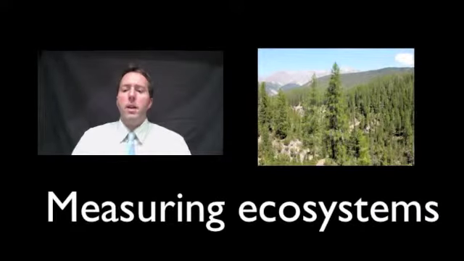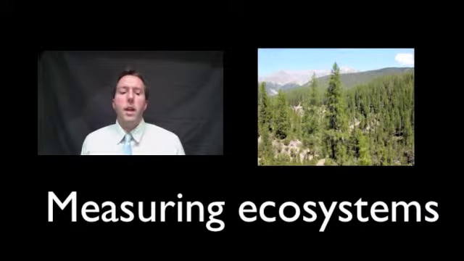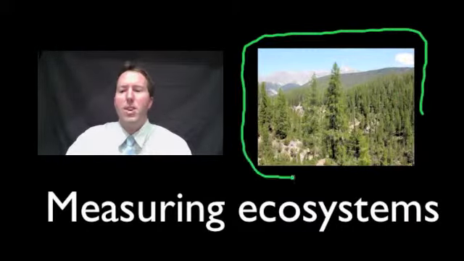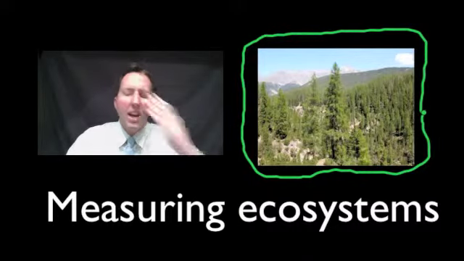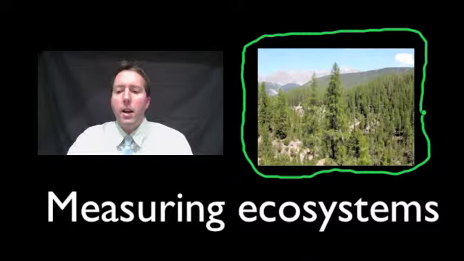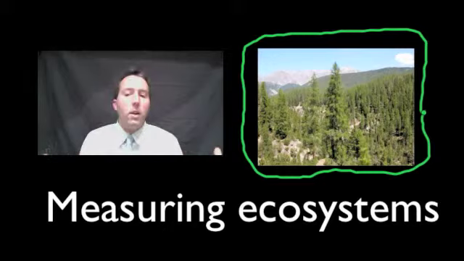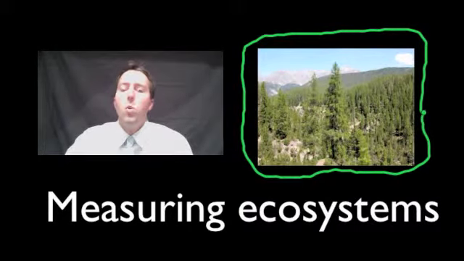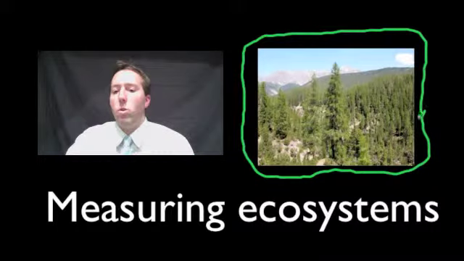Now, if we think about an ecosystem and we're an ecologist and we want to study an ecosystem, we might have an ecosystem here, which is just an enormous forest covering a huge area of land. How on earth do we study that? How do we possibly count all of the organisms and really analyze that ecosystem? We could never count every single organism in an entire forest. It would just be impossible.